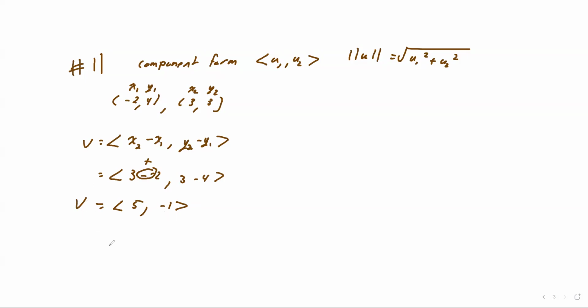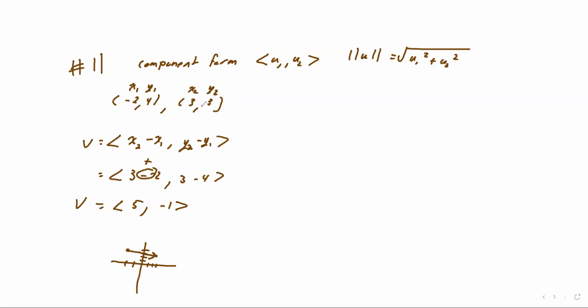To give you a little better idea of what that means: 1, 2, 1, 2, 3, 4. This is where I started. 1, 2, 3. And this is where I went. So the component here means I went right 5, down 1. So you're finding the displacement of your x and y value.